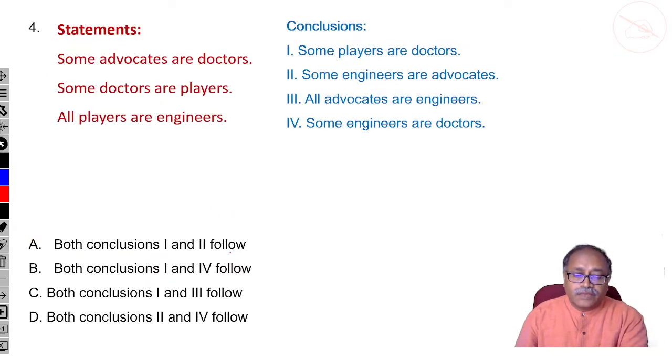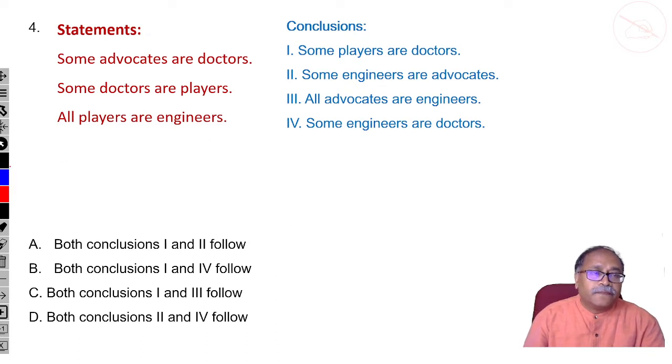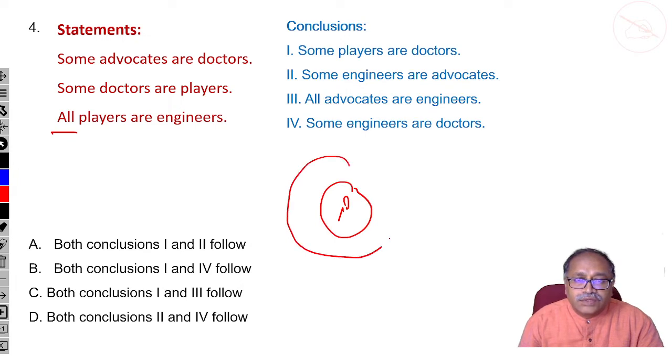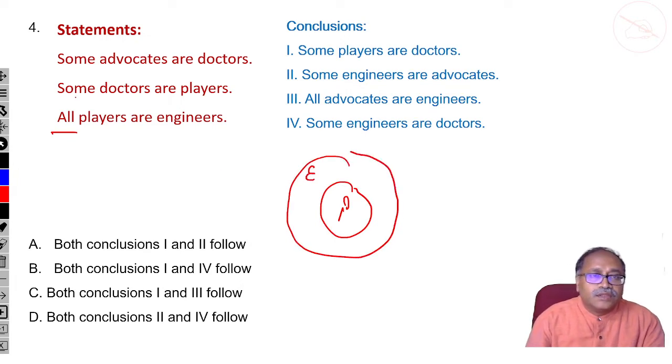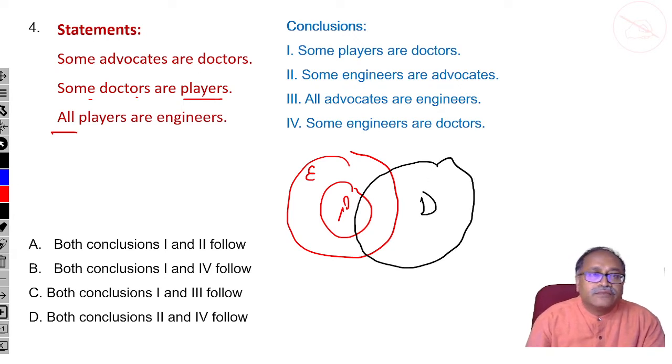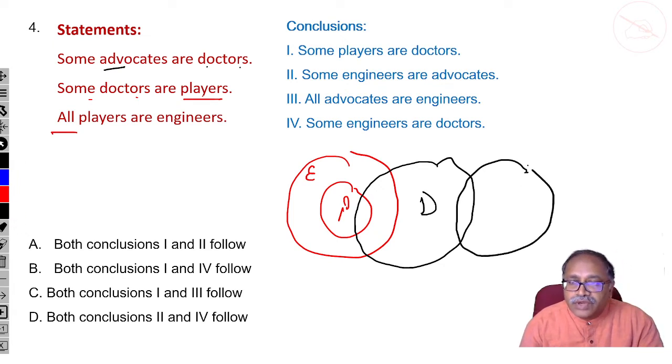Next one is this, syllogism. Let's go through it. First draw the diagram, starting with 'All': all players are engineers. The next one, here players is used again: some doctors are players. So this is players, and it should intersect. Some doctors are players. Now here, some advocates are doctors. So let's take that some advocates are doctors. Done? Fine. What is the conclusion?